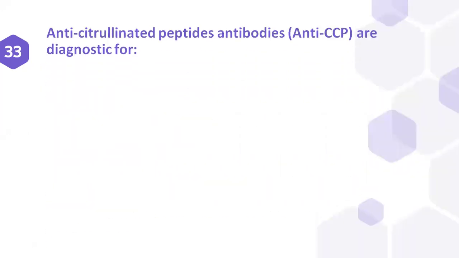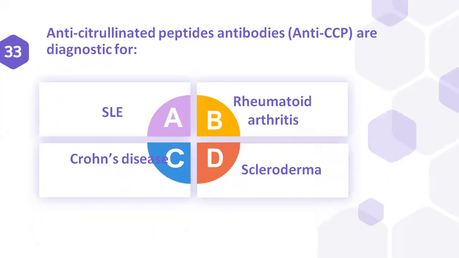Next question, anti-citrullinated peptide antibodies, that is anti-CCP antibodies, are diagnostic for option A, SLE, that is systemic lupus erythematosus, option B, rheumatoid arthritis, option C, Crohn's disease, option D, scleroderma. Here the right answer is rheumatoid arthritis. So anti-CCP antibodies we can see in case of rheumatoid arthritis.